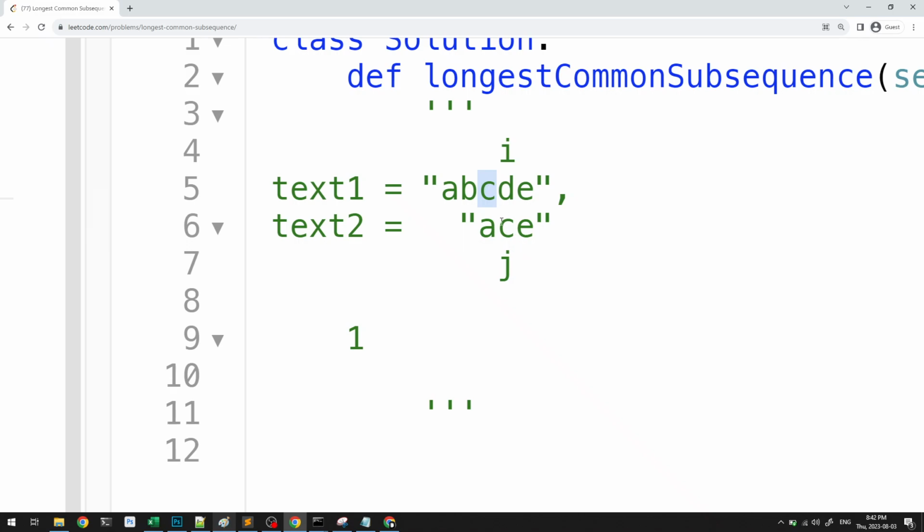Now, notice how we're still maintaining order, right? I'm going from right to left. It's not like I'm going back. It's not like I'm comparing this J with this E over here. That's not what I'm doing, right? So I'm still maintaining some sort of order. Now, what can we do here?